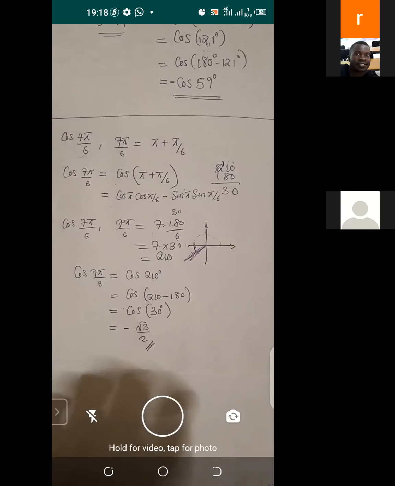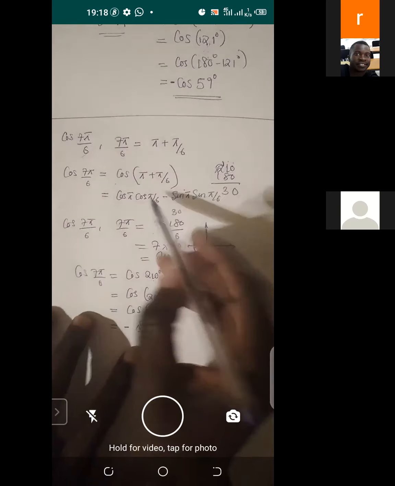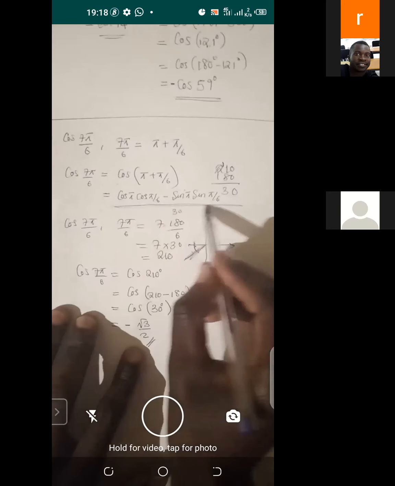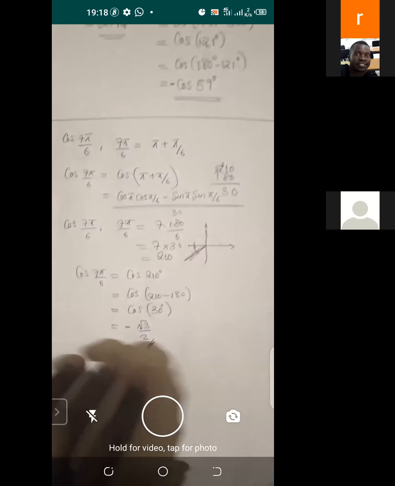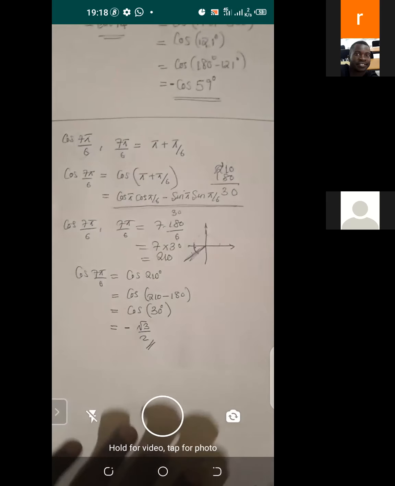So you can confirm here and try to see what you're going to get. You should be able to get a negative root of 3 over 2 there. Okay, let's move on.